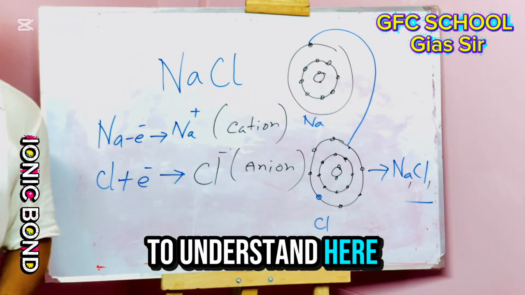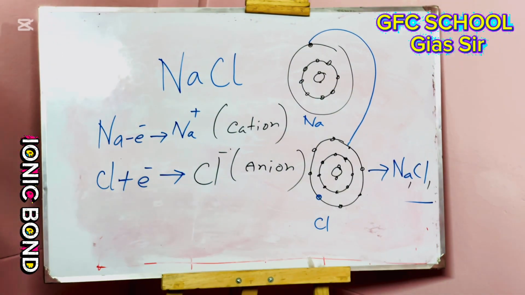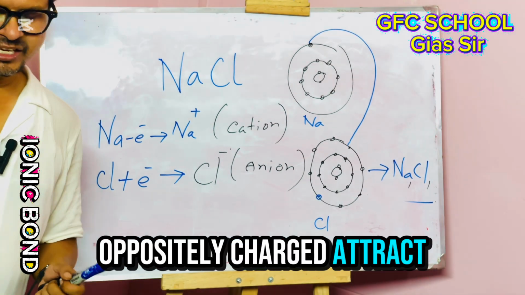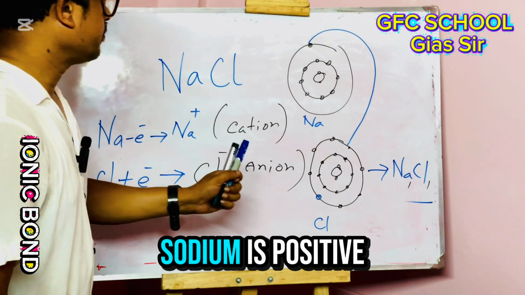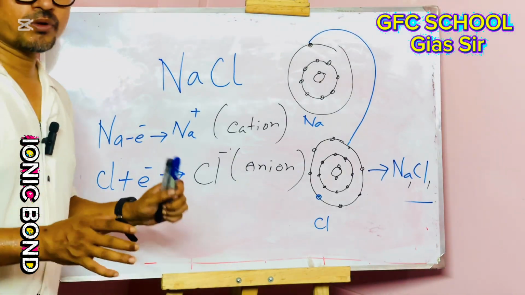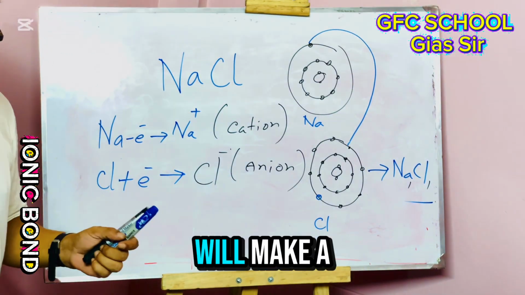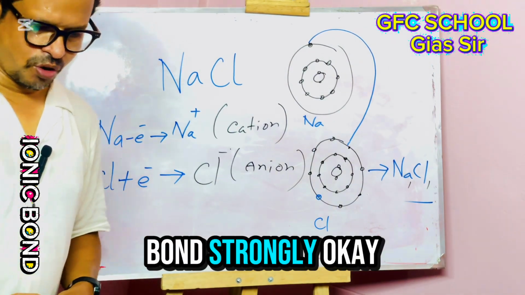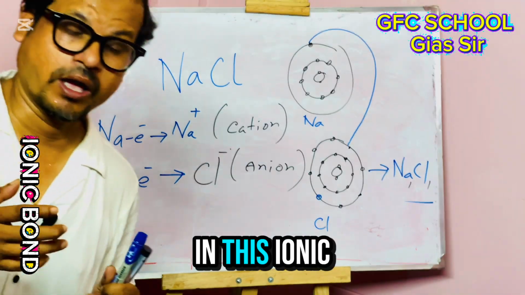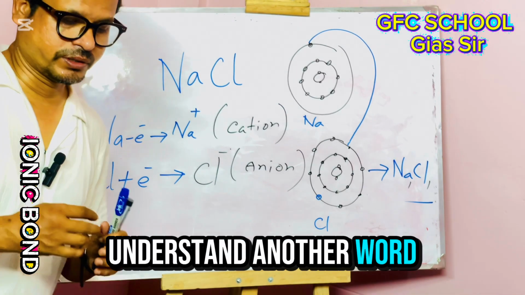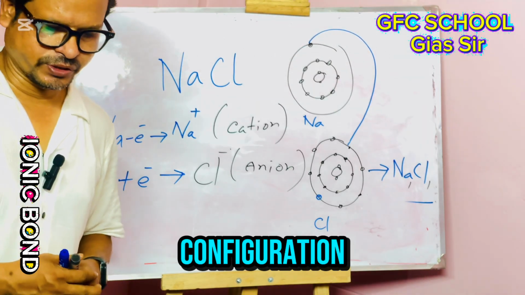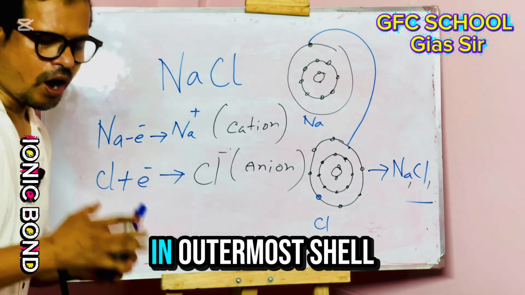And we have to understand electrostatic attraction here. You know from physics, oppositely charged ions attract strongly. Here, sodium is positively charged and chlorine is negatively charged. Since they are oppositely charged, that's why they will make a bond strongly. Okay, and here is the octet rule, guys. In this ionic bond, we have to understand another term, that is the octet rule. Both ions achieve a stable electronic configuration, usually 8 electrons in the outermost shell.